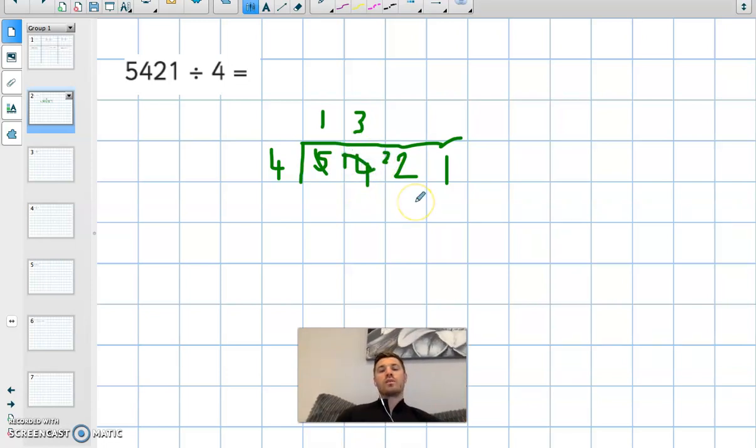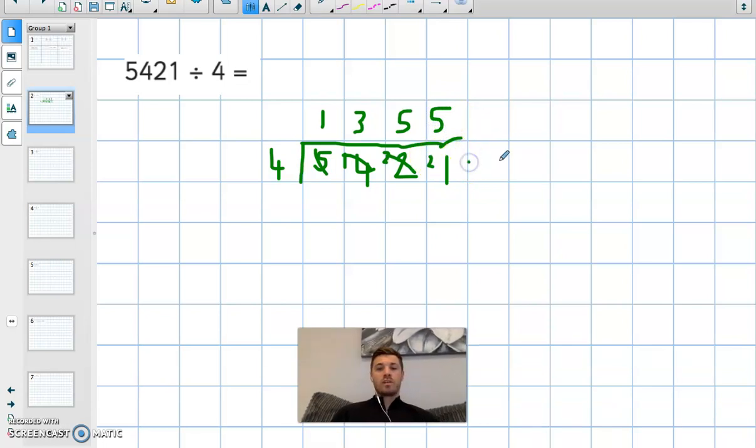How many 4s are in 22? 4, 8, 12, 16, 20. I know that there are 5. And if we take 20 away from 22, we're left with a remainder 2. How many 4s are in 21? 4, 8, 12, 16, 20. There are 5 again. However, we're left with a remainder 1.